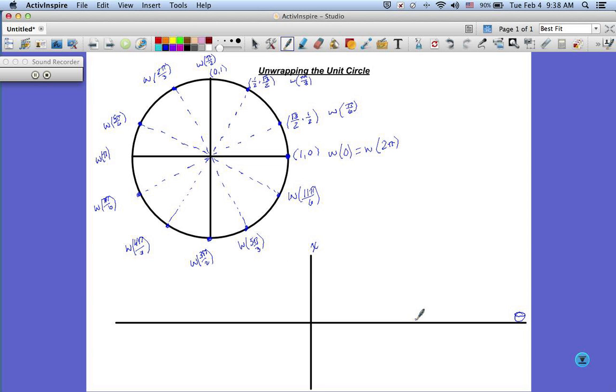We have right here, I'm just going to put pi, and over here 2 pi. And then here is pi over 2. And here's 3 pi over 2. Now, pi, remember I split into sixths. So I have these guys being split equally.